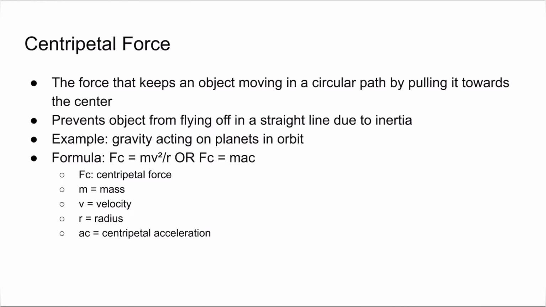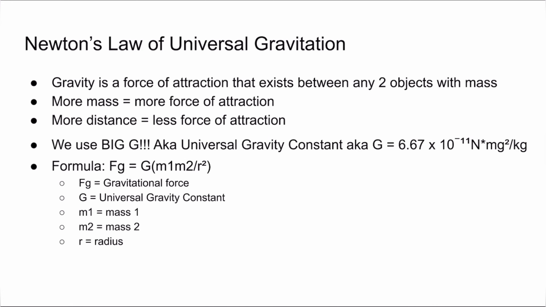Now, centripetal force. This is the force that keeps an object moving in a circular path by pulling it towards the center, and it prevents objects from flying off in a straight line due to inertia, which is Newton's first law. An example of this, again, is gravity acting on planets in orbit. There are two formulas for this: F_c equals mass times velocity squared over radius, or F_c equals mass times centripetal acceleration.